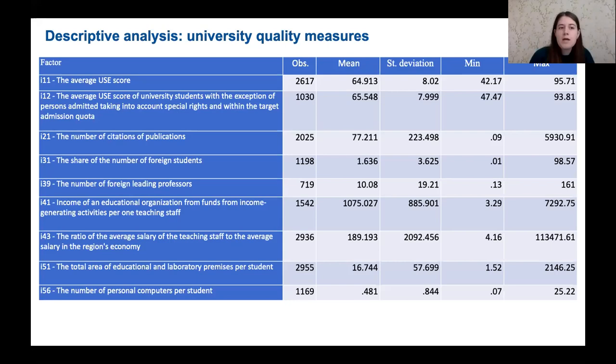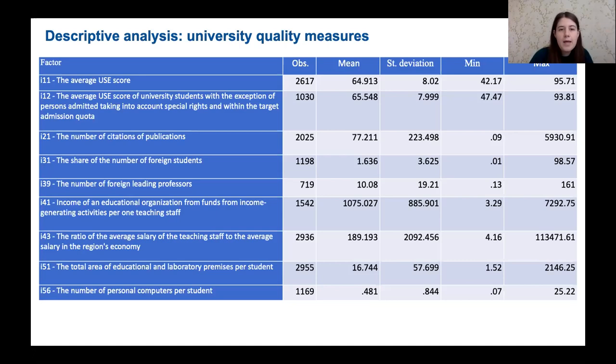Also, we have an indicator of citations of publications. Moreover, we have some measurements related to foreign activities and foreign students, foreign professors. So it's about the communication, collaboration with other foreign universities. Also, we have some financial indicators related to average salary compared to the salary in the region, and also income of an educational organization. And also we have some equipment indicators like personal computers per student and areas for studying in the university.